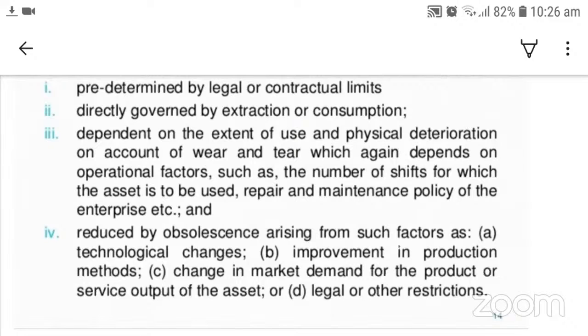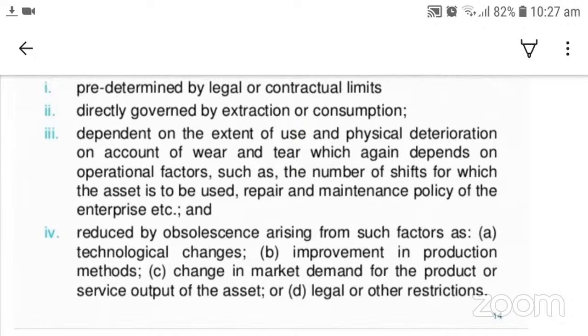Okay, reduced by obsolescence arising from such factors. Obsolescence means change in the technology. The asset value will become obsolete. Improvement, technological changes, improvement in production methods, change in market demand for the product or service output of the asset. For example, new goods will be attracted by the consumers. Further, new technology will be adopted. The old ones will be obsolete, obviously.